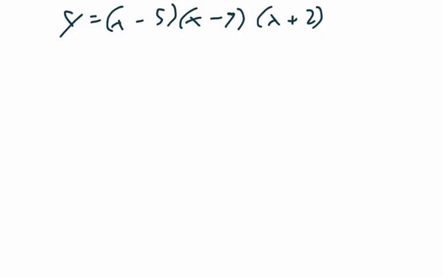For problem number 15, when we're looking for the zeros, for the first one we just have x equals 5. From the second one, that's supposed to be a 9, so x equals 9. And because the last one is positive 2, x equals negative 2.